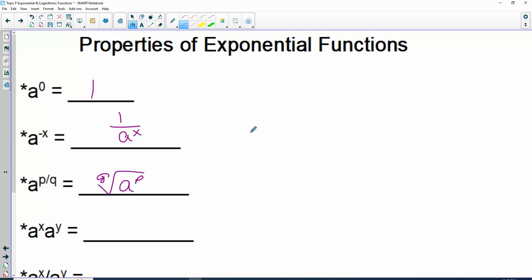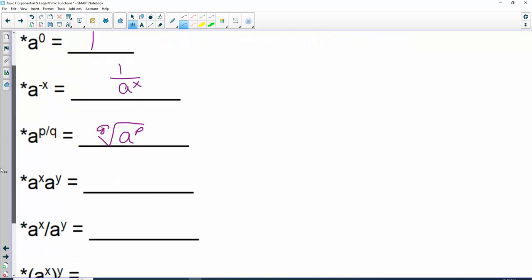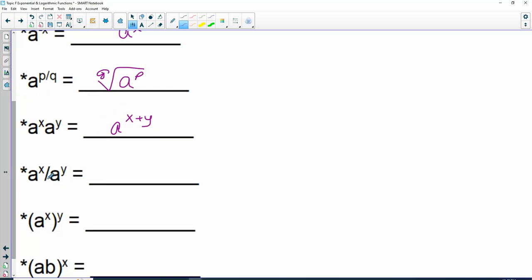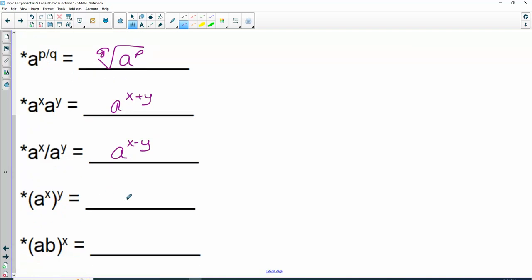It won't matter. If things are multiplied and the base is written each time, what do you do with your exponents? If they are divided, so a to the x over a to the y, what do you do with your exponents? Power to a power: if you have a single term on the inside and an exponent on the outside. Now that only works if it's one term, so no addition or subtraction on the inside.